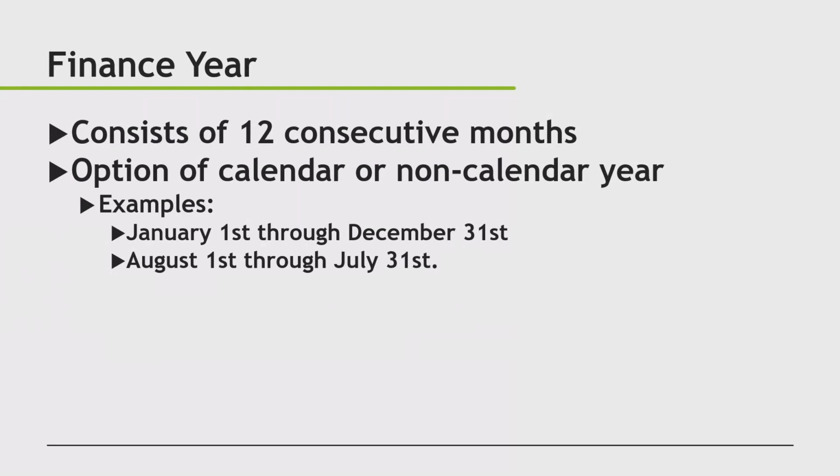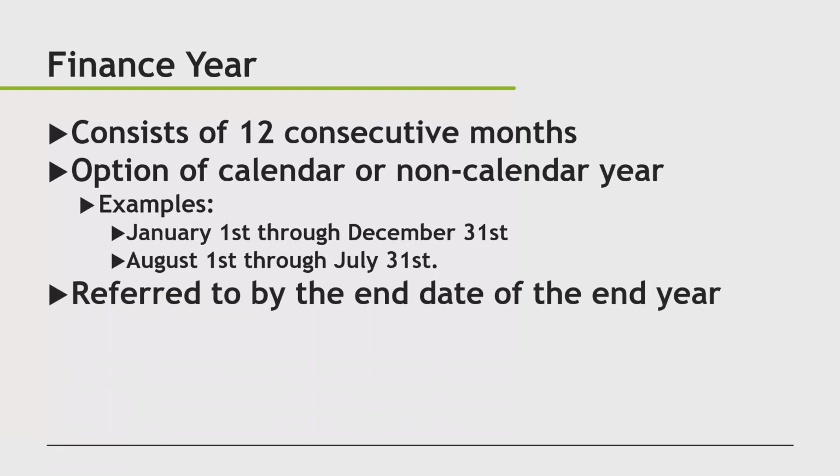Typically, a finance year is referred to by the end date of the year. So let's say you run from August 1st through July 31st. Once you get to August 1st of this year, you would be in your 2026 fiscal year, because July 31st of the next year would end in 2026. So that is a finance year, and it's just a look at what happened in that time period with your accounts.